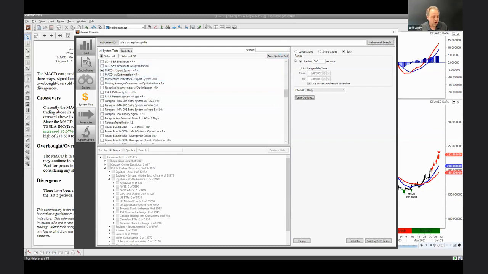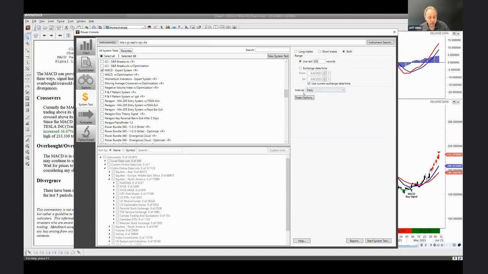So as part of this, I've chosen about 88 systems. I'm going to test those against 1, 2, 3, 4, 5 stocks. So 400 tests, roughly. I'm going to take long trades and short trades. I'm going to trade 500 records back. So this is a daily test. See the daily right there. That means every time it's going to go back about 2 years, about 500 daily bars, and it's going to take every single buy and sell signal.